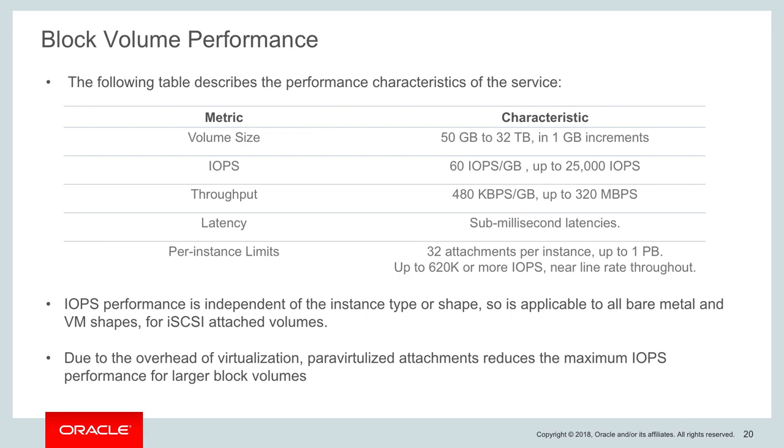Due to the overhead of virtualization, para-virtualized attachments reduce the maximum IOPS performance for larger block volumes, so just be aware of that. When you attach a block volume, you have two options: you can do iSCSI or para-virtualized. When you do para-virtualized, there's a little bit of overhead on the virtualization portion that might impact the performance on larger block volumes.